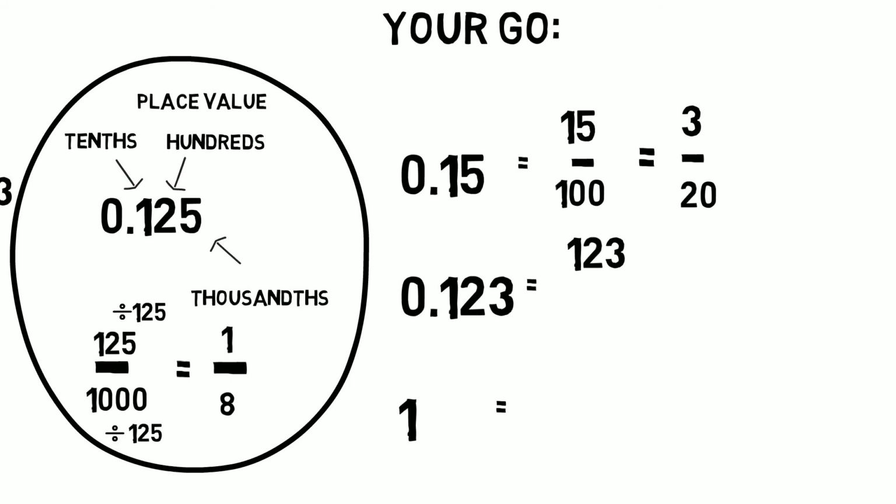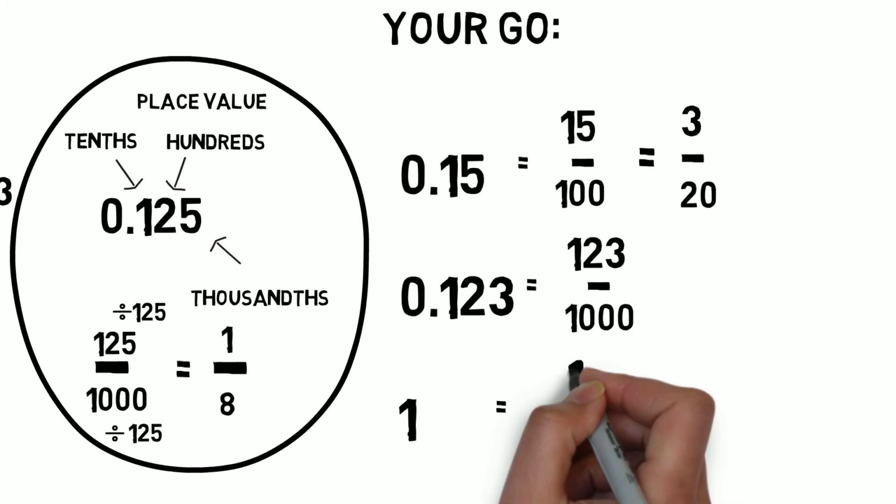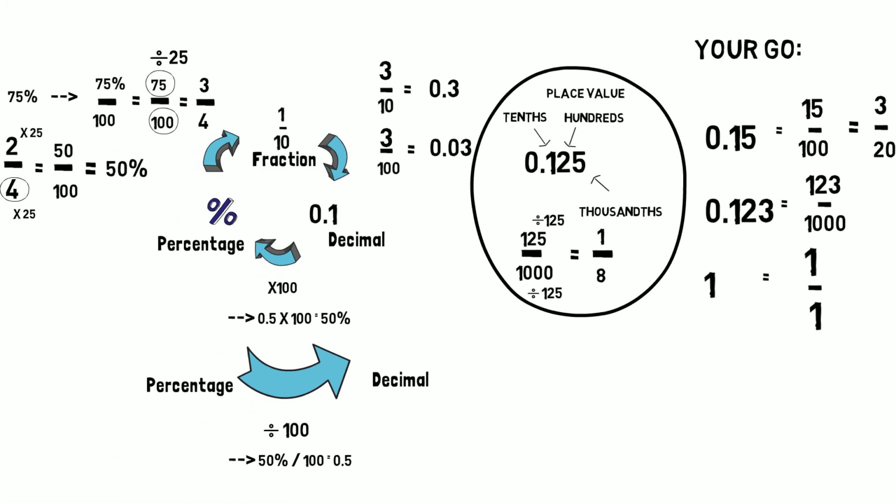All right, second example. We have 3 numbers after the decimal point. So we copy that one and write it over, not 100, but 1000, because it's the 1000th position. We can simplify that one, and 1 is just 1 over 1, because it gives us exactly the same number.